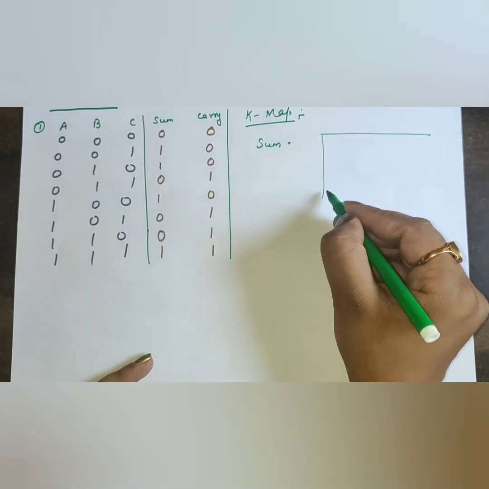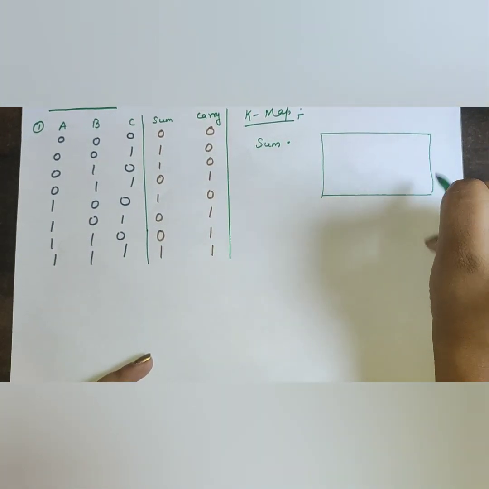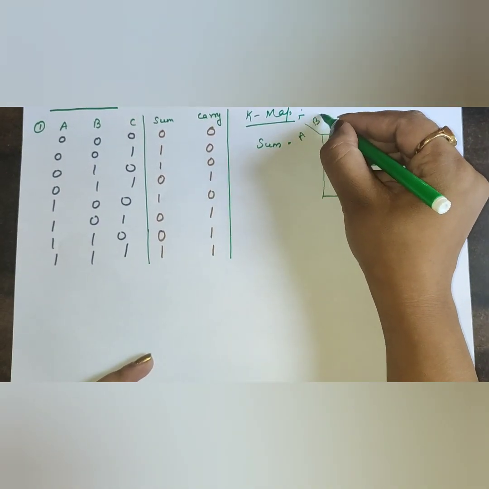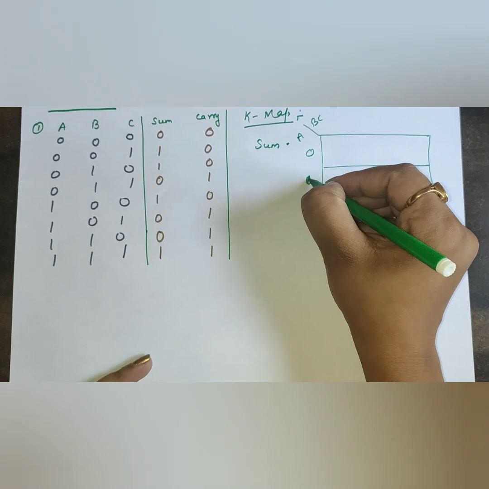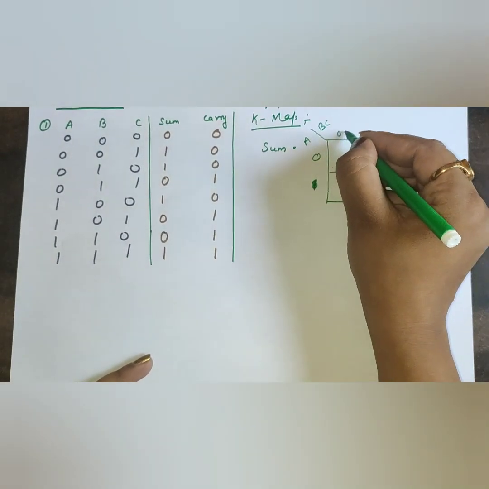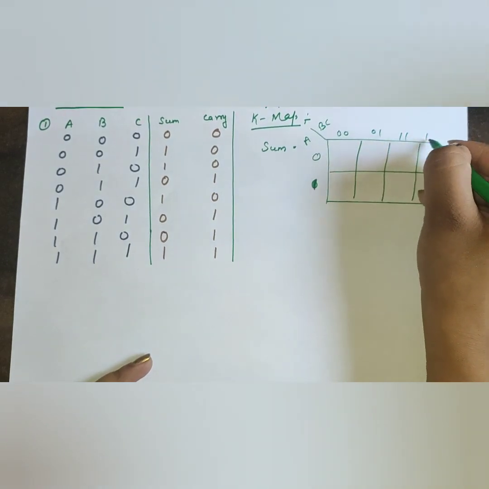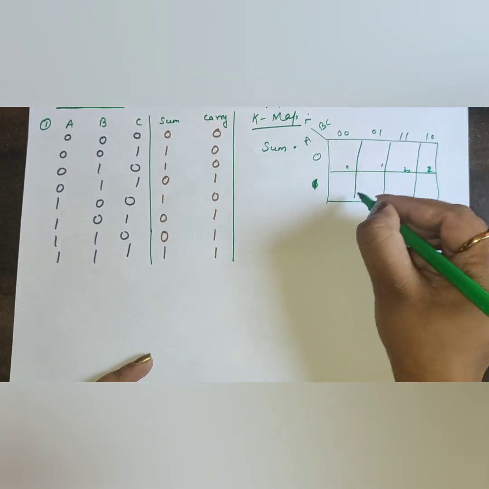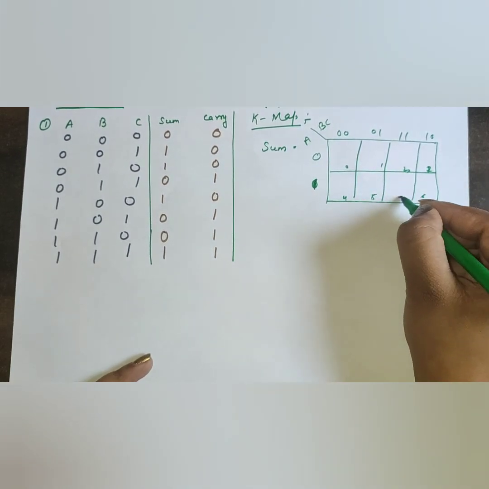So we will make a 3-bit K-map, that is A and B, C. 0, 1 and 4 possible conditions: 0, 0, 0, 1, 1, 1, 1, 0. So 0, 1, 2, 3, 4, 5, 6, 7.